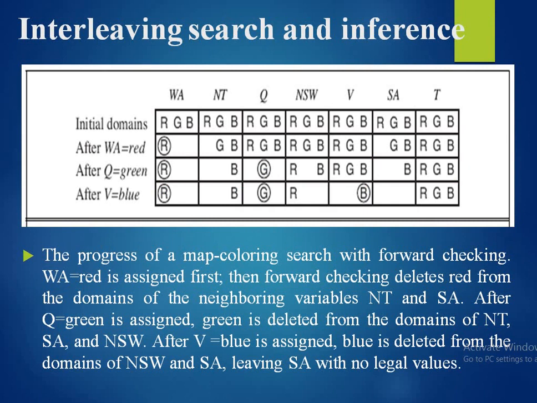The figure here shows the progress of a map coloring search with forward checking. WA equal to red is assigned first, and forward checking deletes red from the domains of the neighboring variables NT and SA. After Q equal to green is assigned, green is deleted from the domains of NT, SA and NSW. After V equal to blue is assigned, blue is deleted from the domains of NSW and SA, leaving SA with no legal values.